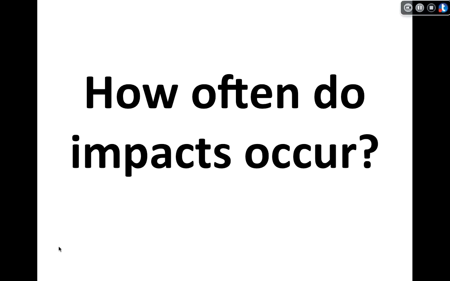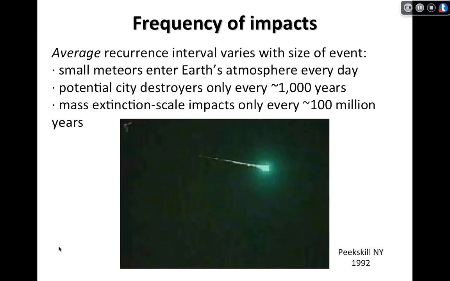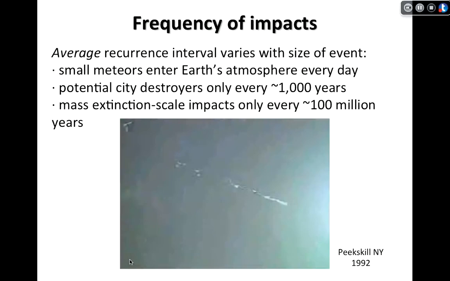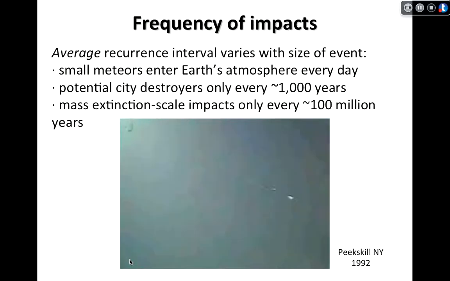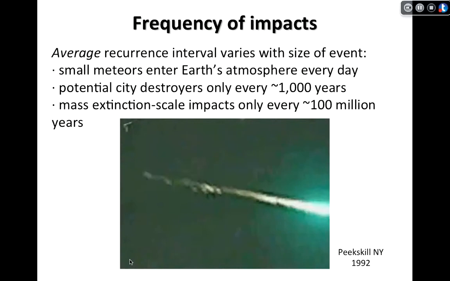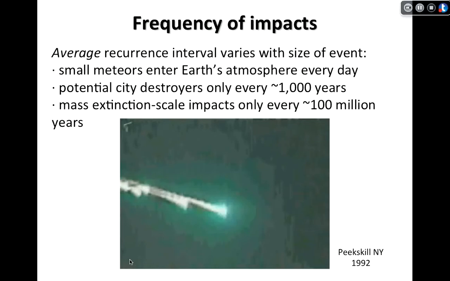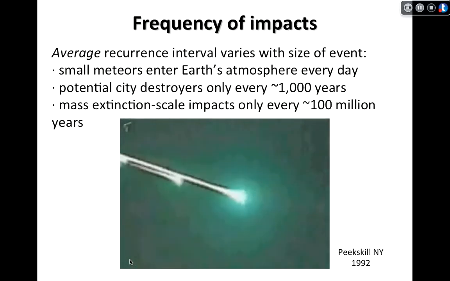So the first one, how often do impacts occur? So, not very often. Certainly not big ones. But small meteors enter the Earth's atmosphere every day. Sometimes we get to see videos of them. Here's one from Peekskill, New York in 1992. You'll see it comes in, it breaks up a bit, a few pieces fly off. It's burning up in the atmosphere. And you'll see in a minute that a small chunk did in fact land and hit a car. So this kind of thing actually happens on nearly a daily basis.